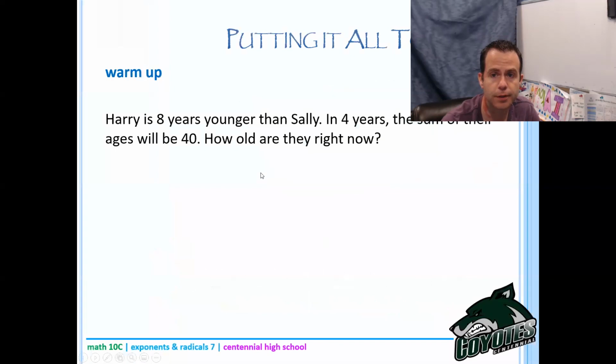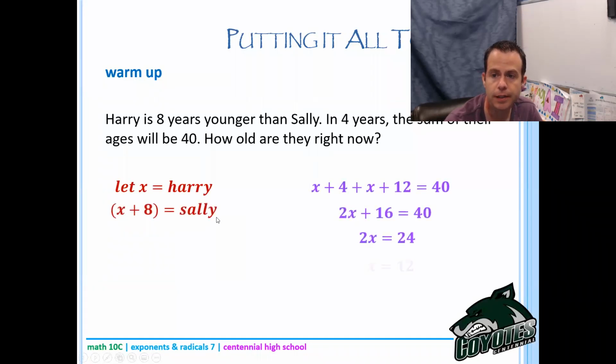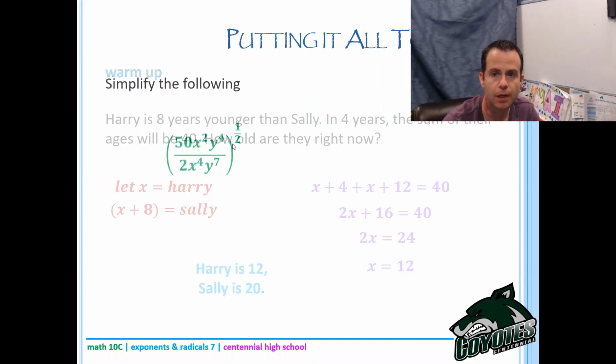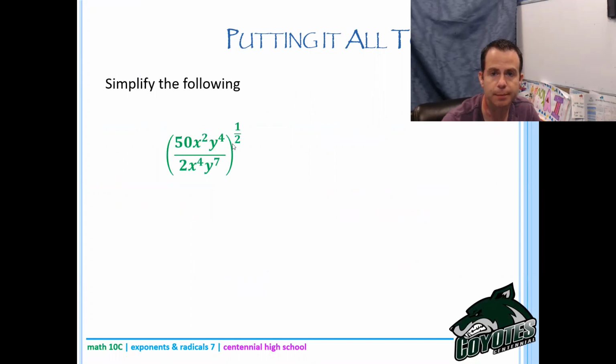So, first of all, there's a cute little warm-up problem here. If you want to try it, go ahead, just pause me before I show you the answer. And the answer, if you did it, ended up being Harry was 12 and Sally is 20. Okay. All right. So take a look at this, and we're going to try and simplify this together.